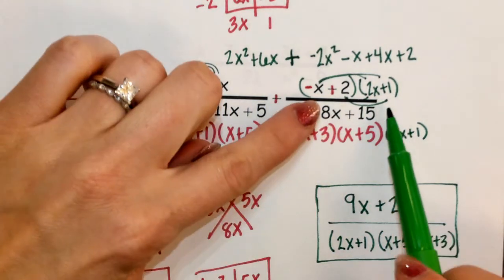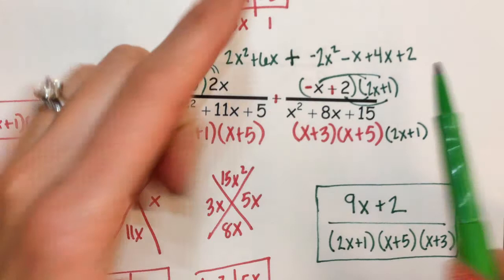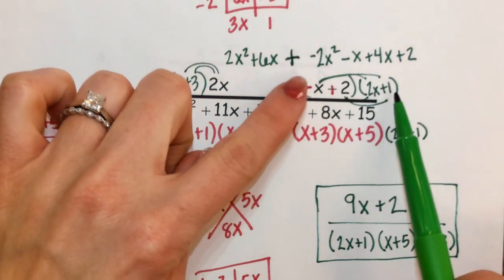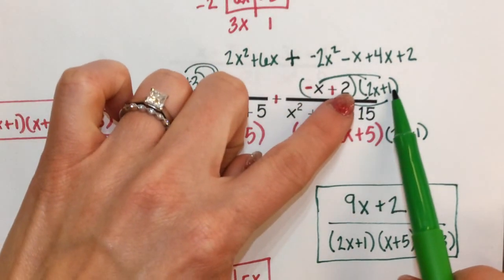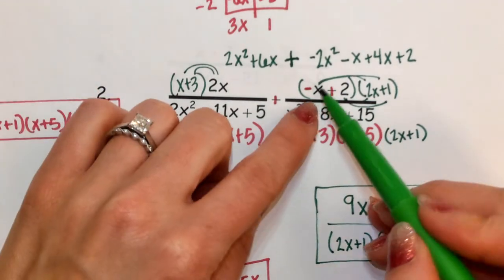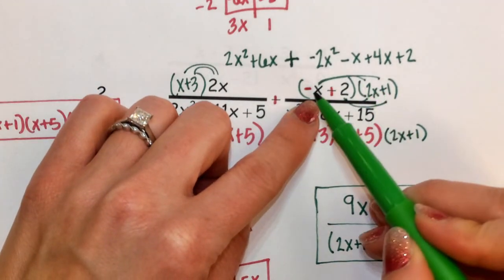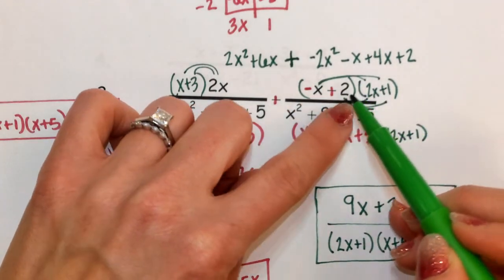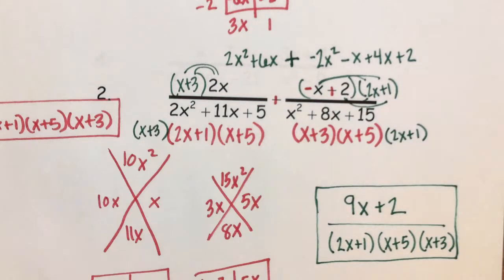So just remember, when you are multiplying, you can do the FOIL method first, outside, inside, and last, or you can just distribute. You distribute the x, negative x, to both terms, and then you distribute the 2 to both terms.